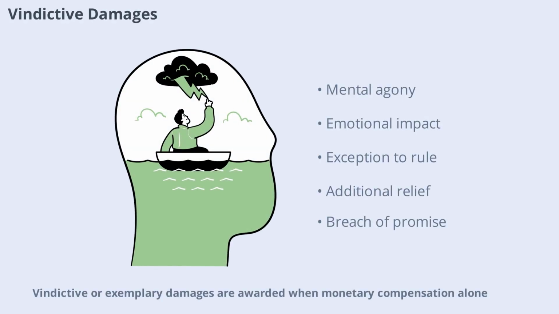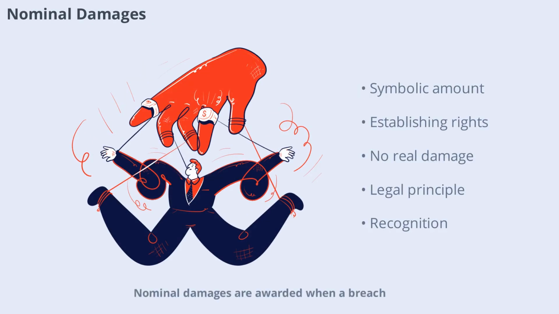Vindictive or exemplary damages are awarded when monetary compensation alone cannot address the disappointment or mental agony caused by a breach. These damages are exceptions to the general rule that compensation is for financial loss. They recognize the emotional impact of certain breaches, such as breach of promise to marry, and provide additional relief to the injured party.